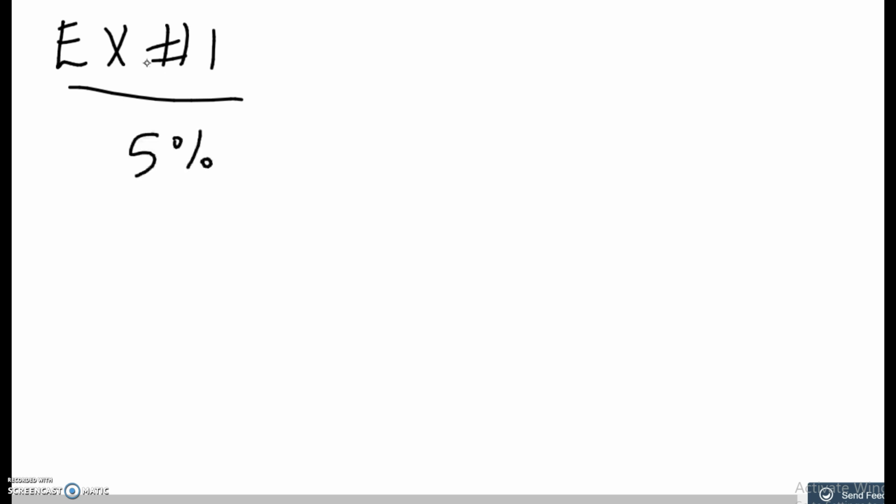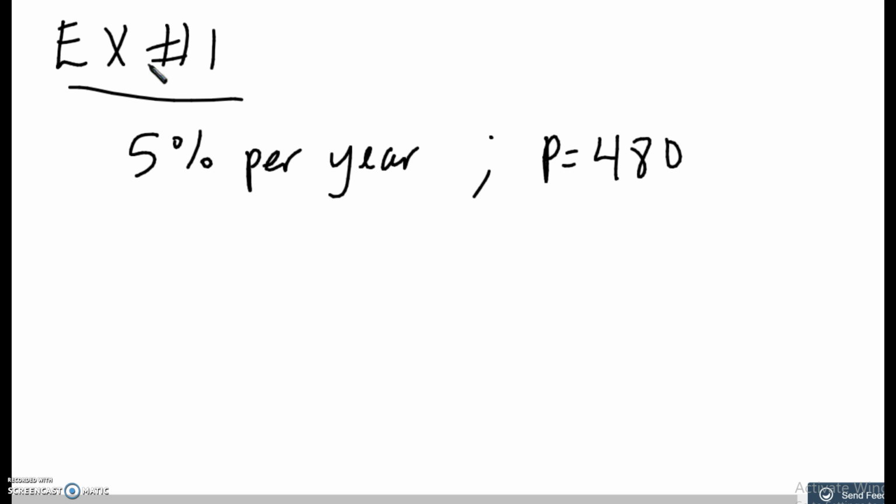Let's look at this question. All right, so this is for section 1.3, and it's our first example in section 1.3. And the question reads, assume that the rate of inflation is 5% per year for the next 2 years. What will be the cost of goods 2 years from now, adjusted for inflation, if the goods presently cost $480?